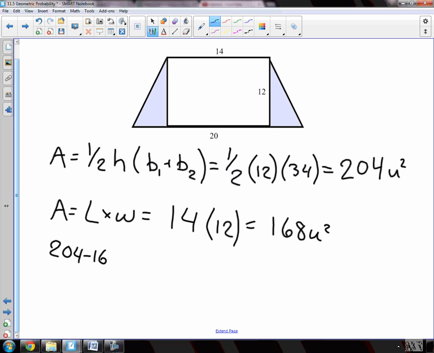Alright, and what number are we going to put on top of our fraction? 36, very good. And divide by? What do we get? 17%.